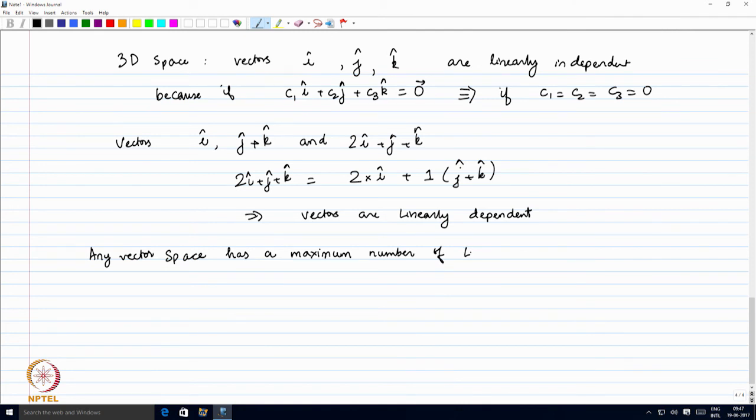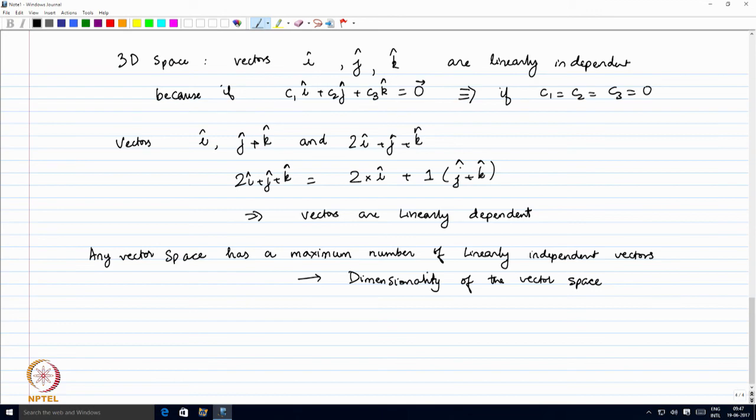So, what that means is that if you have a 2-dimensional vector space, you cannot have 3 linearly independent vectors. Similarly, in a 3-dimensional vector space, you cannot have 4 linearly independent vectors, 4 or 5 or 6 or any number greater than 3. So, the maximum number of linearly independent vectors is equal to the dimensionality of the vector space, and this is fairly obvious to see.